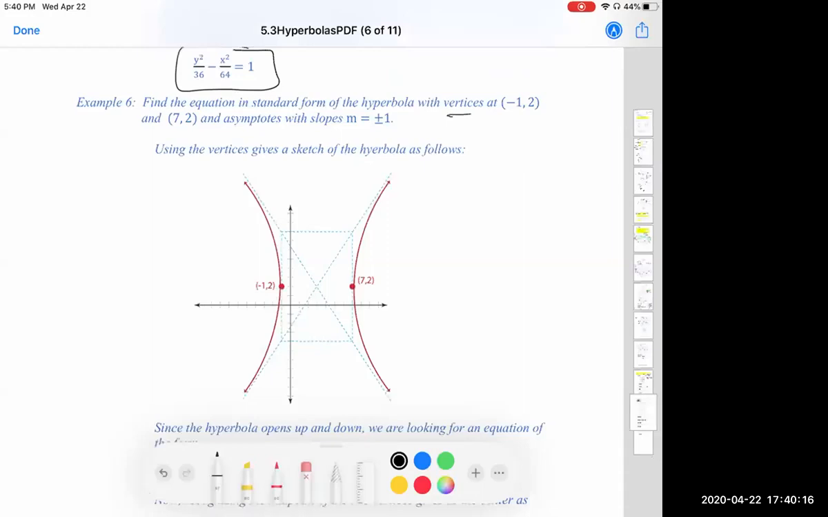All right, so we know our vertices are those points, the two vertices that make up our two parabola-like figures. I have these vertices in red at (-1, 2) and (7, 2). It also gives a slope of plus or minus 1.